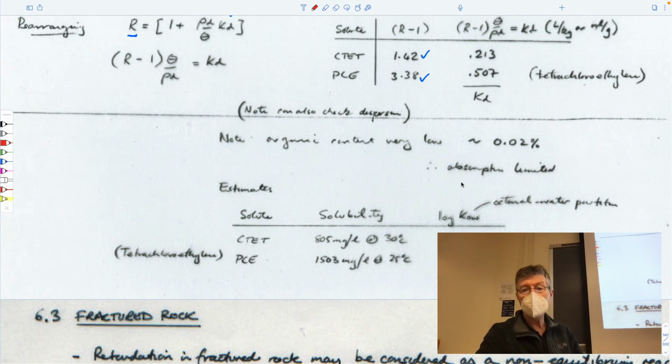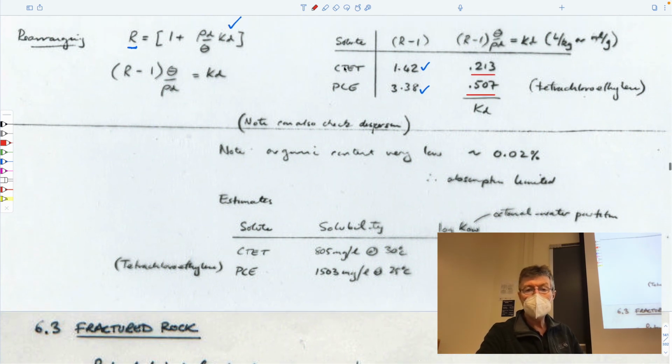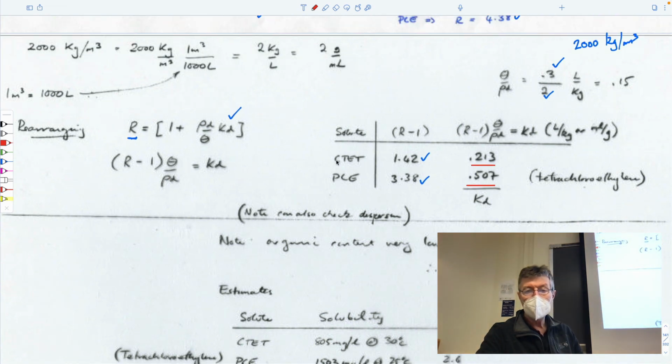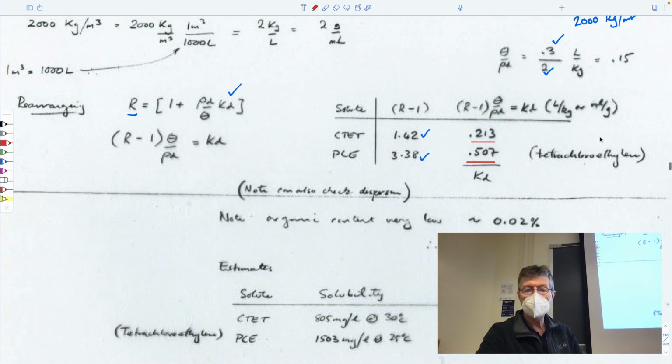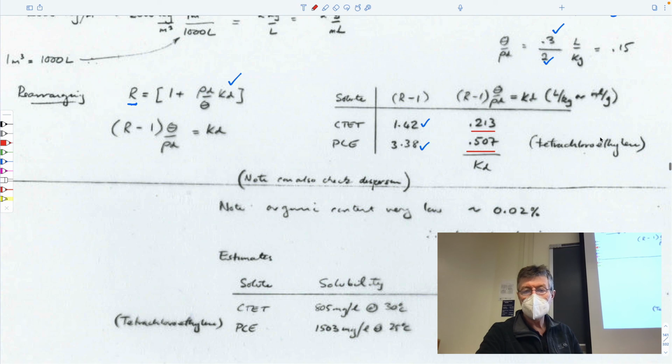Today we got values for KD which are lowest for carbon tet, highest for tetrachloroethylene. As a result, the retardations for these are lowest for carbon tet, highest for perchloroethylene, because they scale directly with this through this equation here. So that's not surprising. And we actually have numbers for them, and they're in units of milliliters per gram, I think. Don't quote me on that now, but we'll perhaps go into it in more detail next time. I'm guessing they are in milliliters. Yeah, they may or may not be.